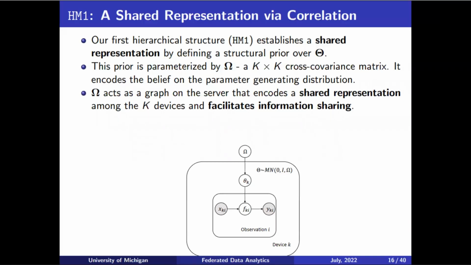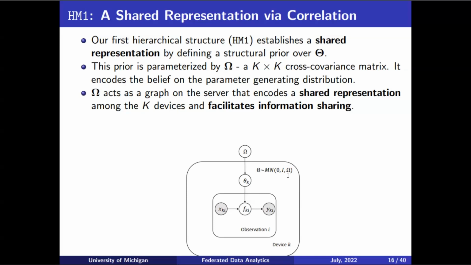Here, let me start by presenting our first hierarchical model structure, which I will call HM1. In this figure, as you can see, the big square represents device K, and this small square represents the ith observation within the device K, where the X and the Y are our data points, and theta K is the model parameter. Here, we assume the big theta, which contains all device parameters, is generated from a matrix normal distribution with a mean 0 and also the column covariance big omega.